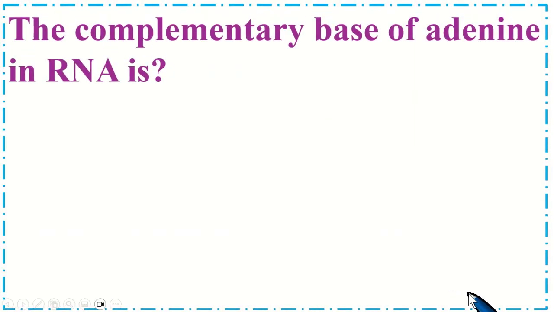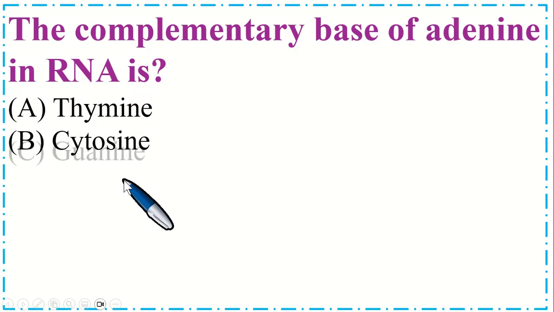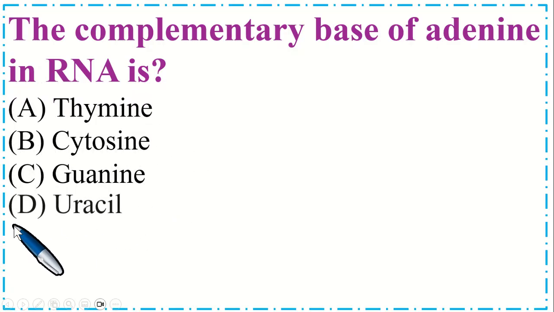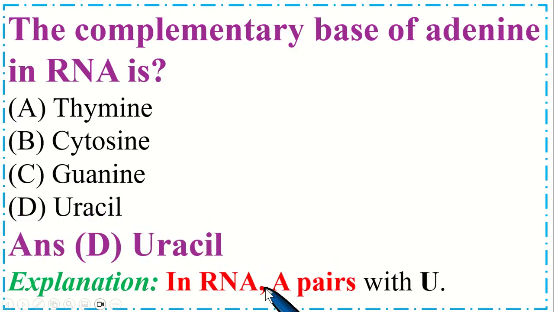So this is a very important MCQ. The complementary base of adenine in RNA is option A thymine, B cytosine, C guanine, and option D uracil. So the correct option is D, uracil. In RNA, A pairs with U, adenine pairs with uracil.